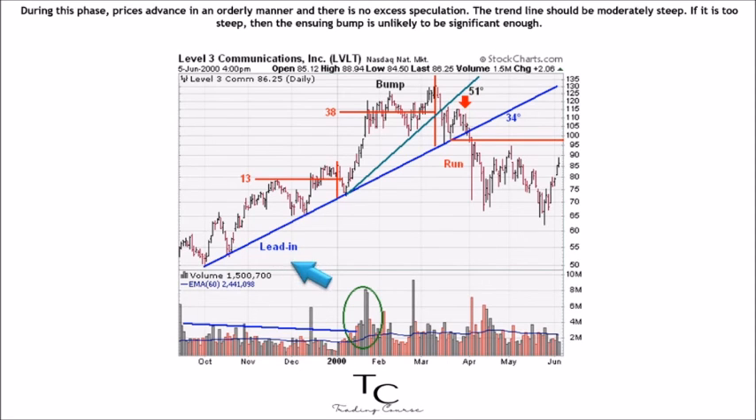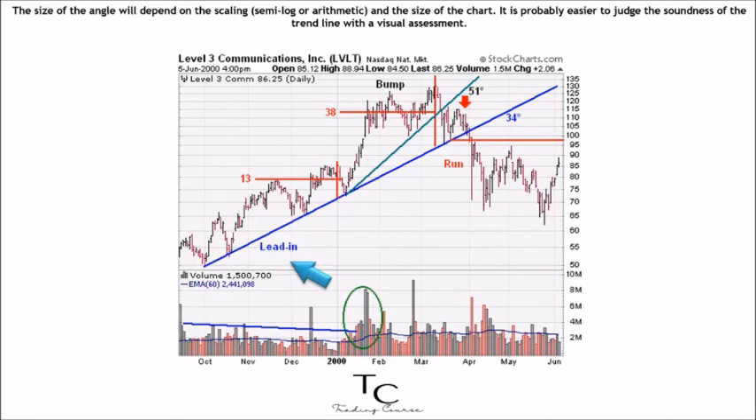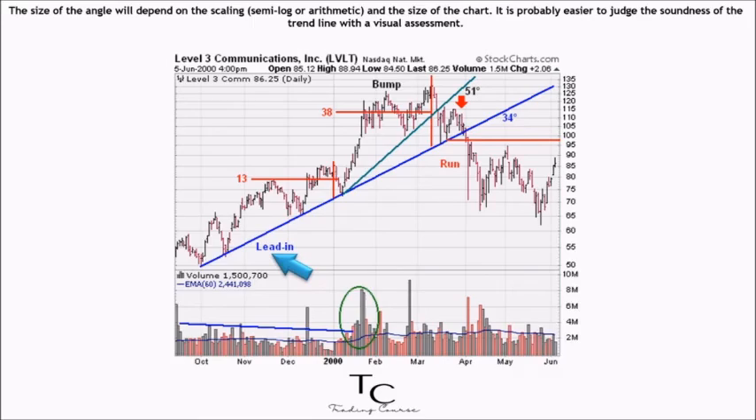If it is too steep, then the ensuing bump is unlikely to be significant enough. If the trend line is not steep enough, then the subsequent trend line break will occur too late. Bulkowski advises that an angle of 30 to 45 degrees is preferable. The size of the angle will depend on the scaling, semi-log or arithmetic, and the size of the chart. It is probably easier to judge the soundness of the trend line with a visual assessment.